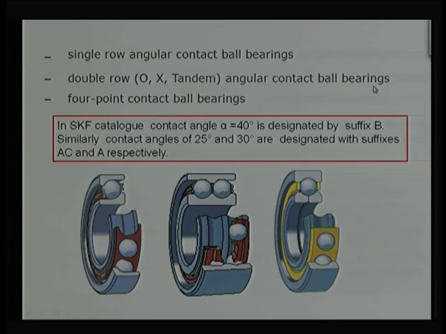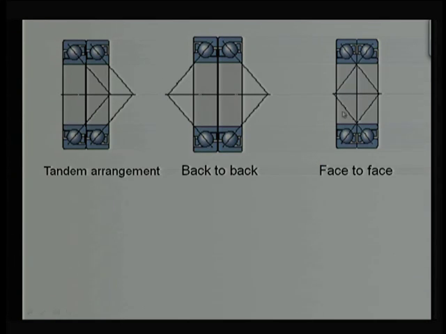And if you see the previous slide, this is what we are saying: double row, O bearing, X bearing, tandem bearing, and these three bearings are shown in this slide. Say there is a tandem arrangement, a back-to-back arrangement, and a face-to-face arrangement. Every configuration has its own advantages.